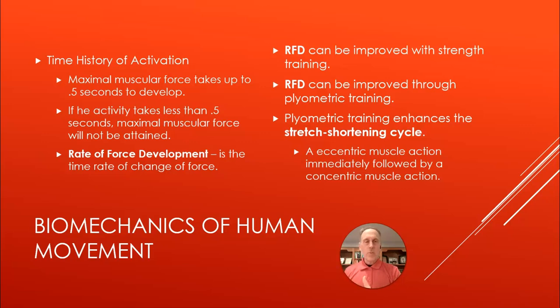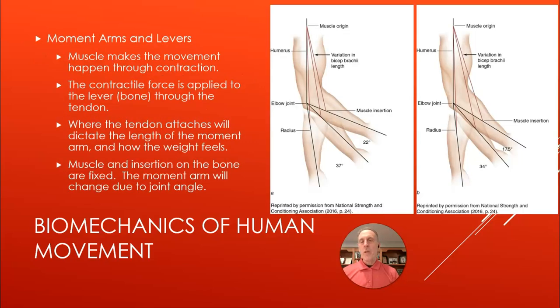You have this eccentric muscle action immediately followed by a concentric muscle action, and you can play around with the phasing on that, where it's down, up right away, or it's down, pause, hold for 1 second, and then you jump back up. So there's different ways you can play around with the phasing of plyometrics, but just in a real general sense for this class, realize plyometric training enhances the stretch shortening cycle, which then also helps with the rate force development to help with reaction.